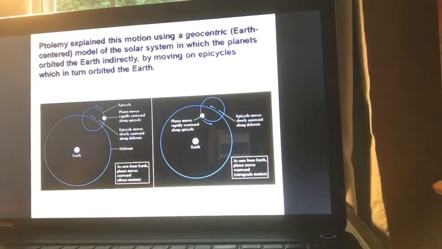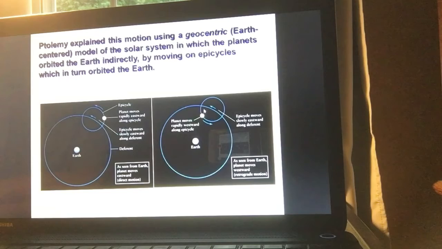How can we use this model to explain the retrograde motion? So if you look at this diagram here, when the planet is in this half of the epicycle, the epicycle is moving this direction and the planet is also moving this direction. If you add these two motions together, it seems that from the Earth, the planet is moving in the eastward direction, or sometimes we say direct motion.